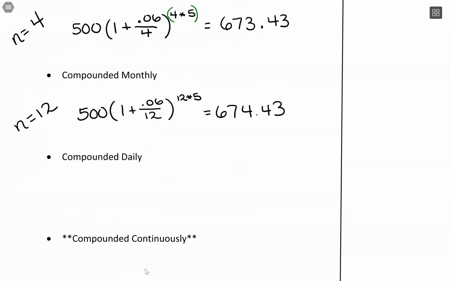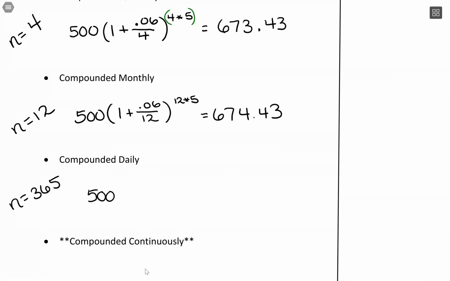And then for our last one, compounded daily, we'll use 365. So this is where our account would be growing every single day. So with this, we'll have our principal, we'll have our percentage rate, but it needs to be divided up across each of the days. And in terms of how many times we compound, it's 365 days per year for 5 years. And when we type that into our online calculator, you should get 674.91.